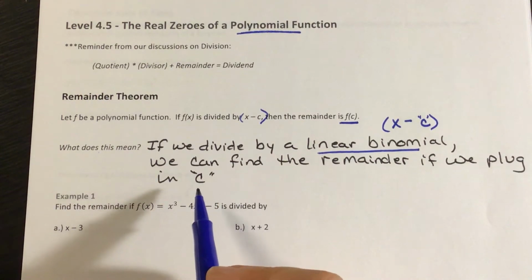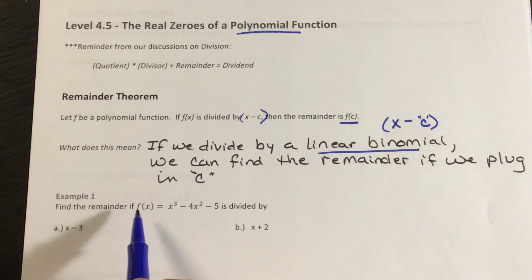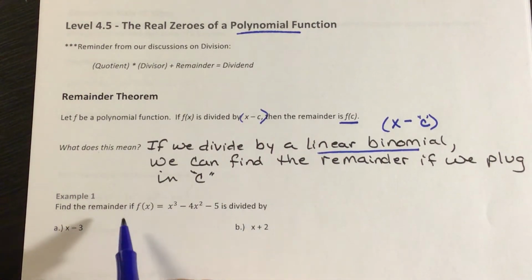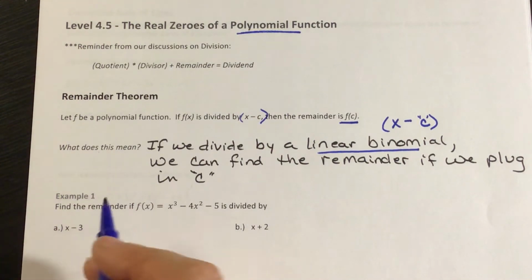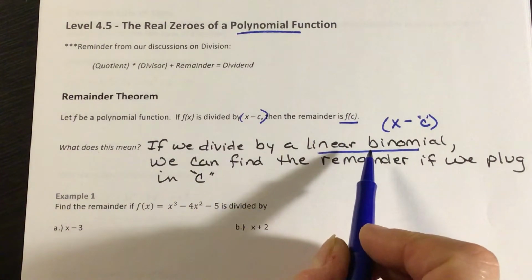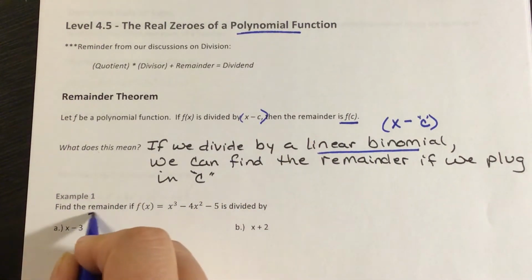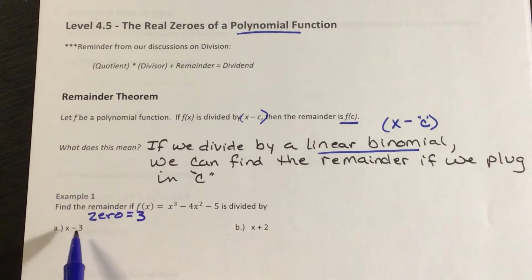All right, so we're going to use the remainder theorem to look at this polynomial, and we're going to divide by x minus 3. Now, first we're going to just plug in the 0. The 0 here is 3, because if I set this equal to 0, I get 3.